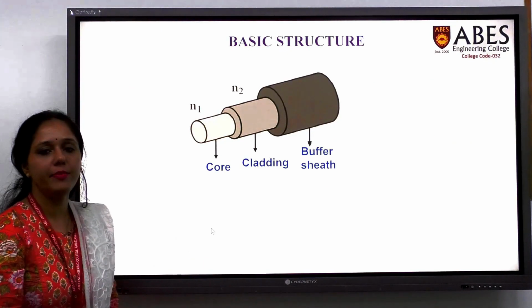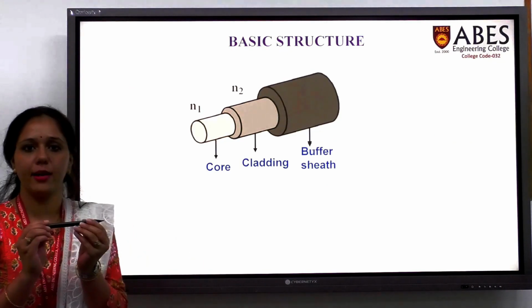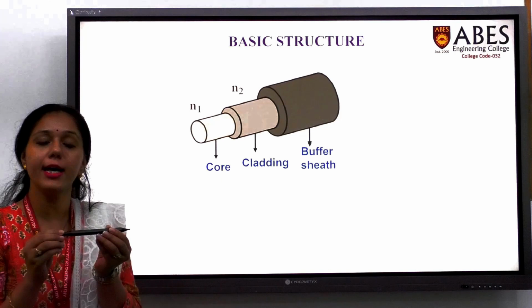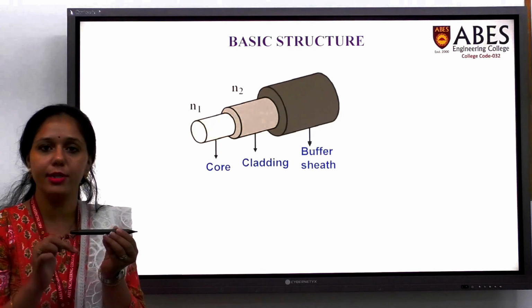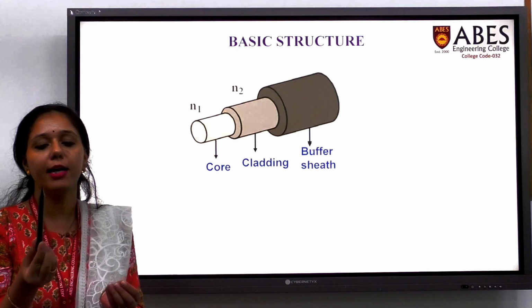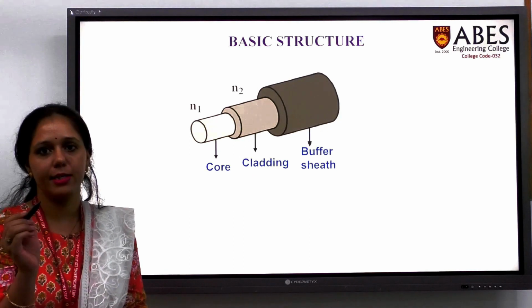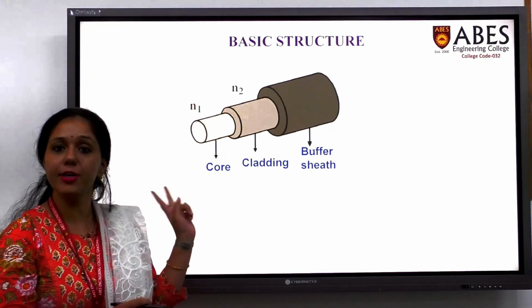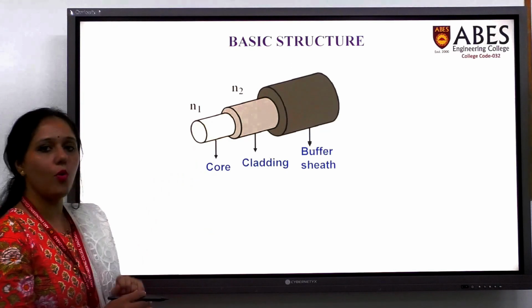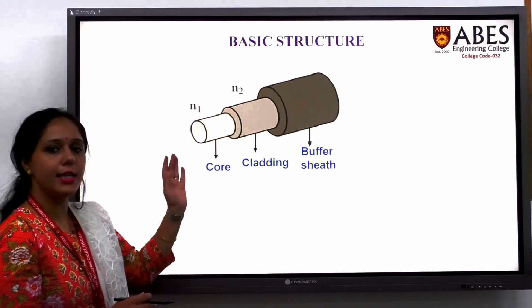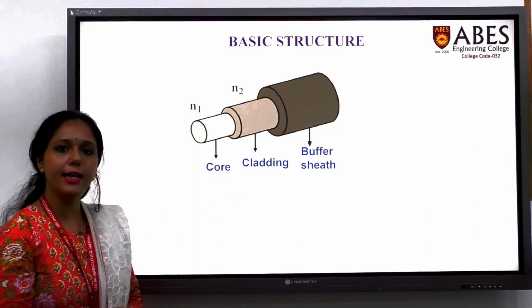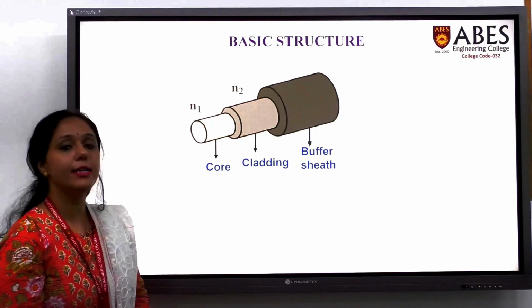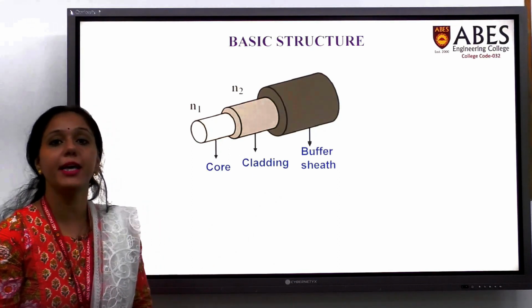So the basic structure, we can understand it like we have a pen. The pen has two layers. One is the innermost layer, which we call the refill, and the other one is the outer layer, which basically protects the pen, and it also helps us hold it. Similarly, we have an optical fiber, and this optical fiber has three layers. The innermost layer is the core, which has the refractive index N1. Then the cladding is the second layer, which has the refractive index N2, and the outermost layer is the buffer shed, also called the mechanical shed.